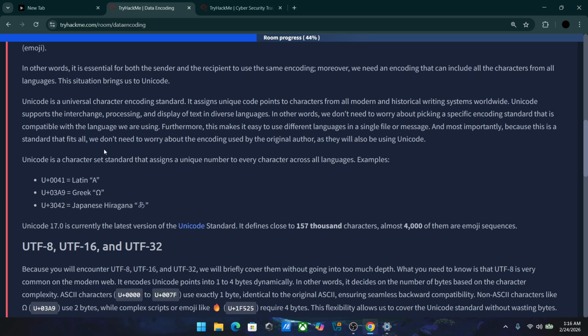In other words, we don't need to worry about picking a specific encoding standard that is compatible with the language we are using. Furthermore, this makes it easy to use different languages in a single file or message. And most importantly, because this is a standard that fits all, we don't need to worry about the encoding used by the original author, as they will also be using Unicode. Unicode is a character set standard that assigns a unique number to every character across all languages.